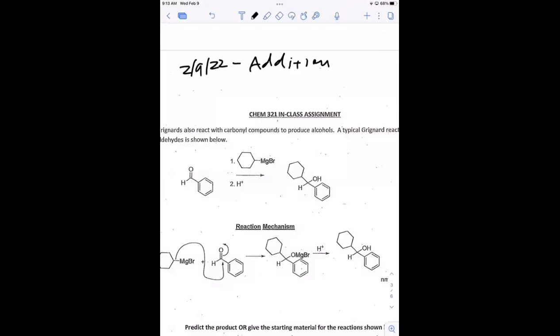So we're going to start talking about addition of organometallics to carbonyl compounds.